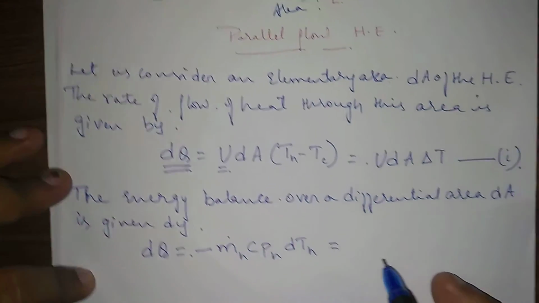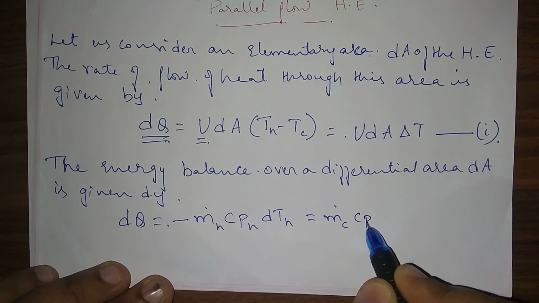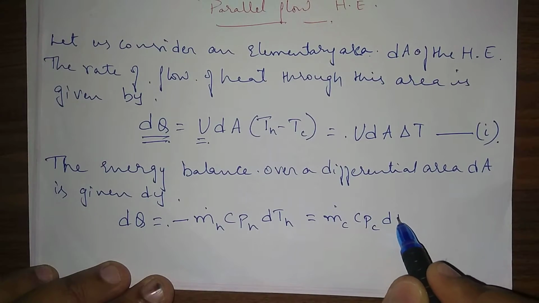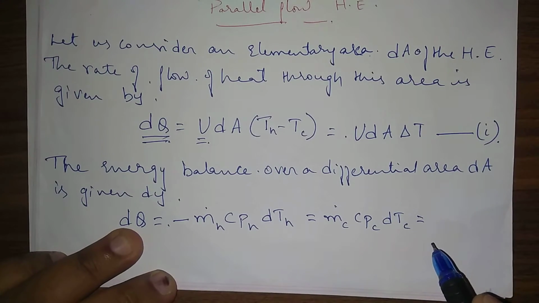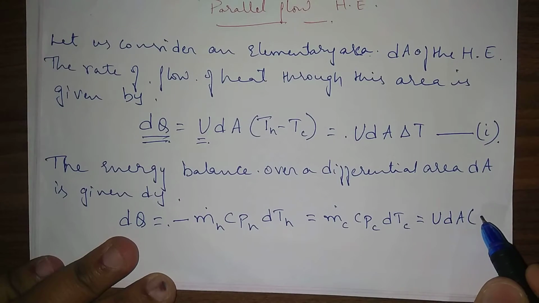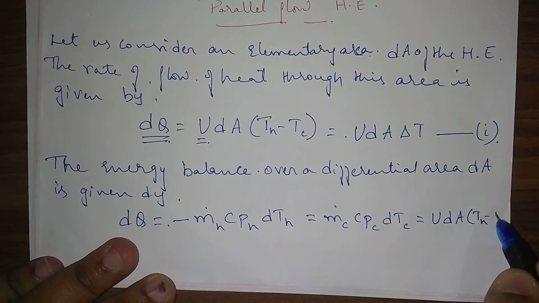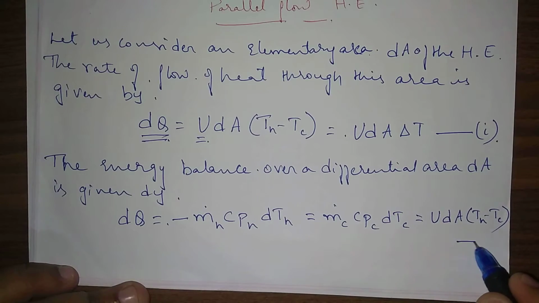Which is equal to what? Heat gained by the cold fluid. So m dot c Cpc dTc, which is nothing but equal to this dq, that is U into dA into Th minus Tc. Do you agree with me? So this is the heat transfer happening. Correct? So now please call this equation 2.